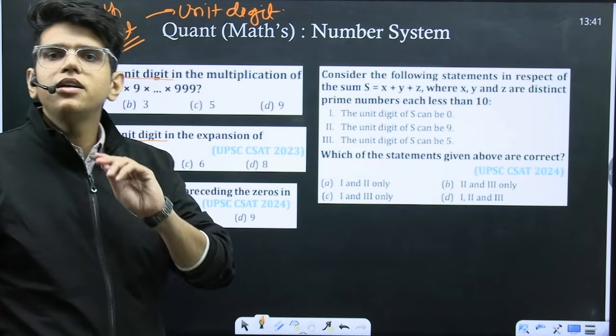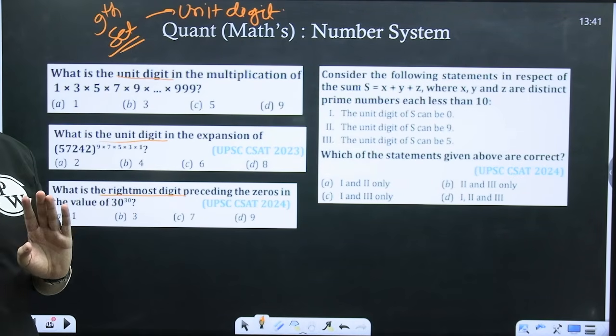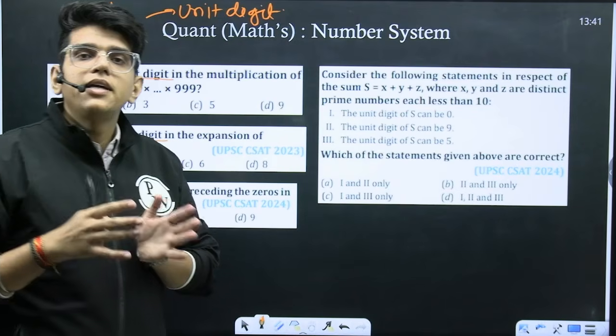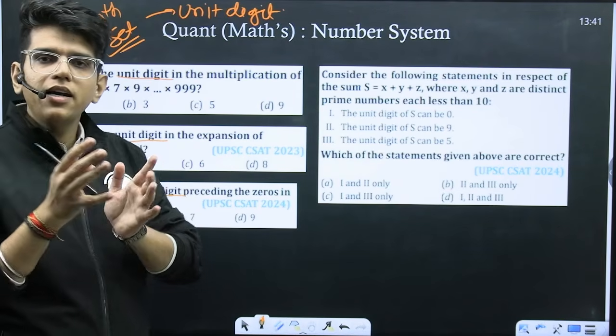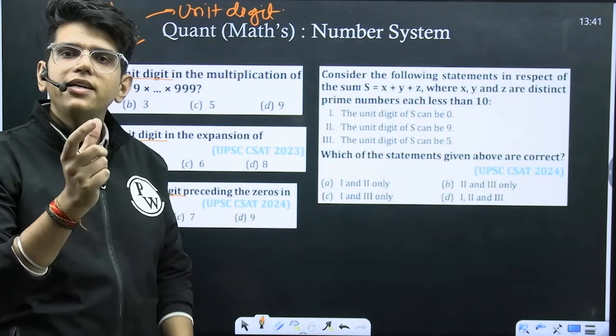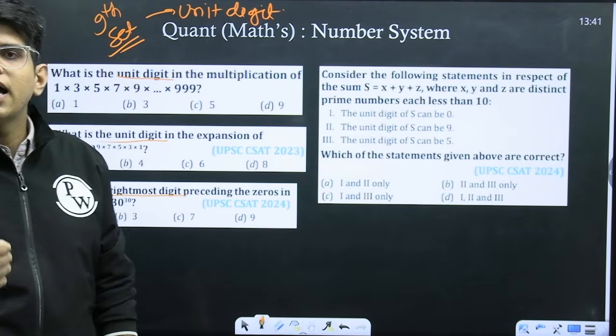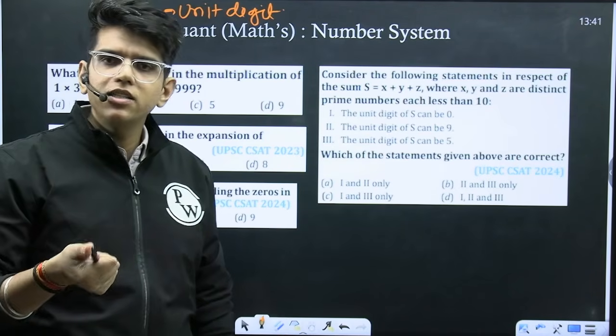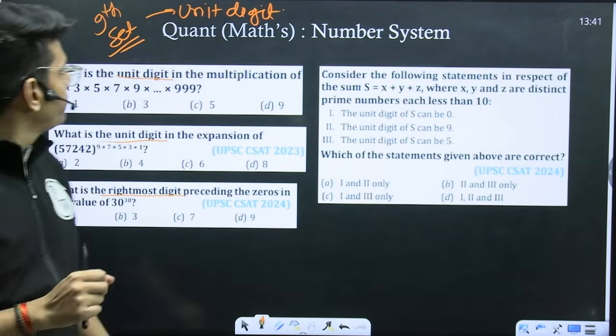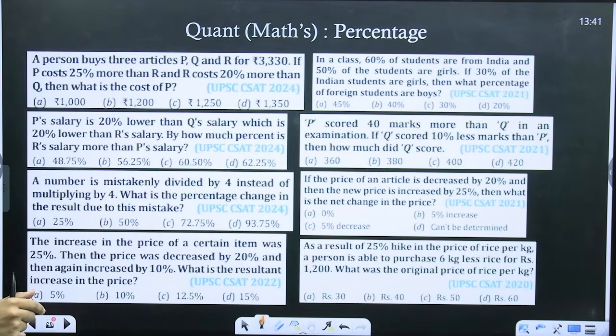I am not saying that in the number system only these patterns are there. What I am trying to do is tell you how you should approach CSAT and how you should analyze PYQs to find these patterns. I have found 20 patterns which I am sharing with you. The 9th is done. Then we will move to the next.